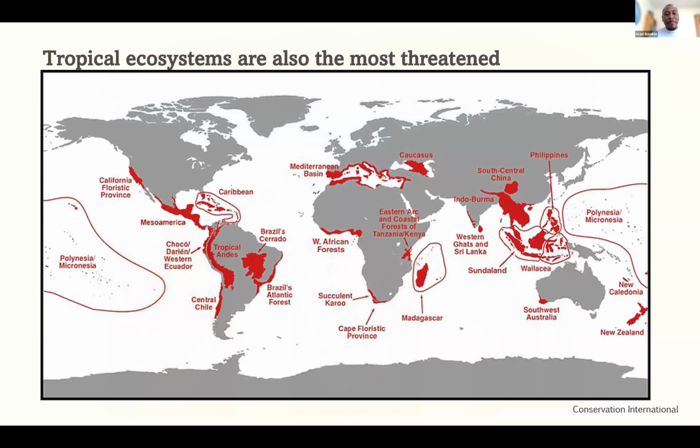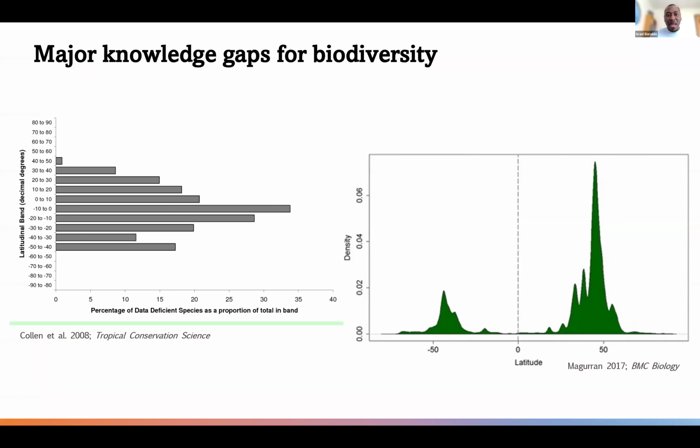We also know that the tropical regions or areas close to the equator not only have the greatest biodiversity, but they also have the most threatened ecosystems. And a vast majority of the 36 global biodiversity hotspots are found in areas close to the equator. But even in spite of that, there's still a lot of major knowledge gaps for biodiversity in that part of the world.